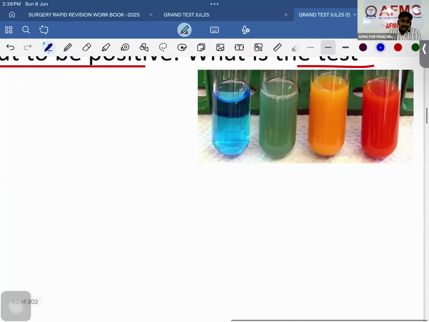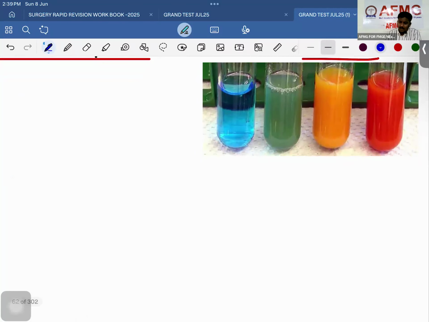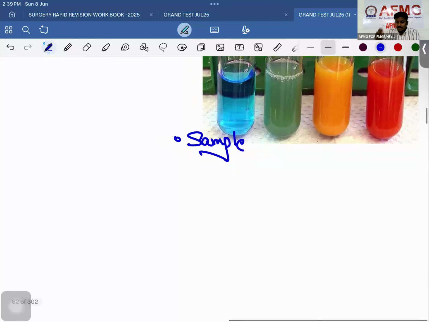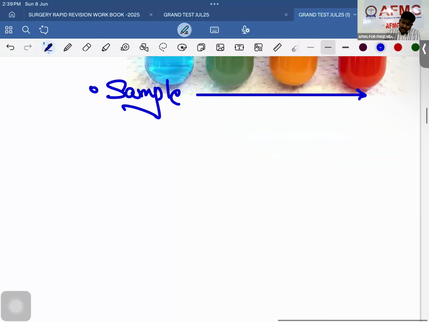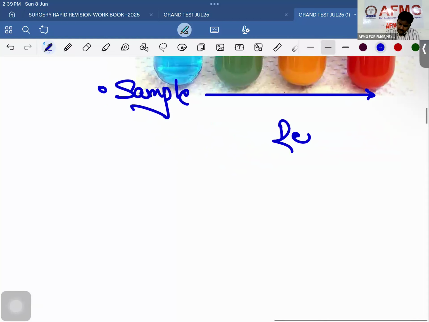Here you will take the urine sample of the patient and you will add Benedict's reagent to it. Once you add Benedict's reagent, if the sample does not change color, it means the sample does not contain any amount of reducing sugar. But if the sample starts changing color from green to yellow, yellow to orange, orange to red, that means the sample contains large amounts of reducing sugars.